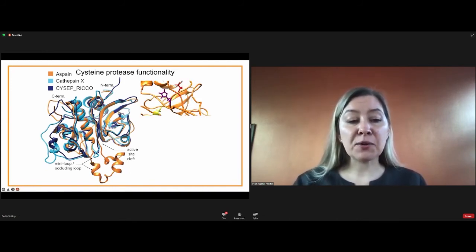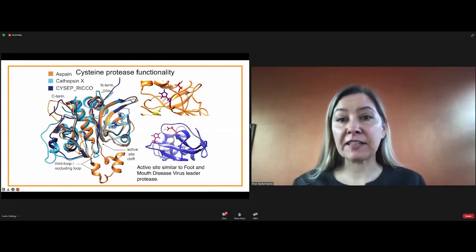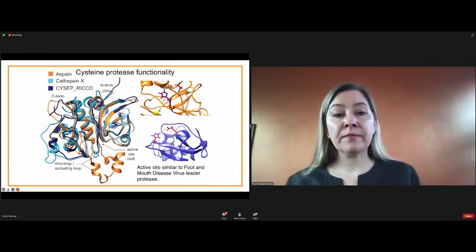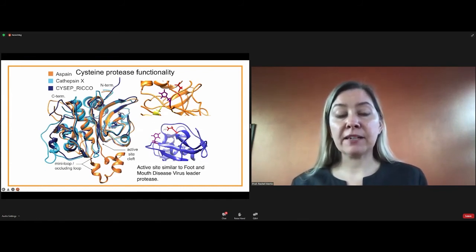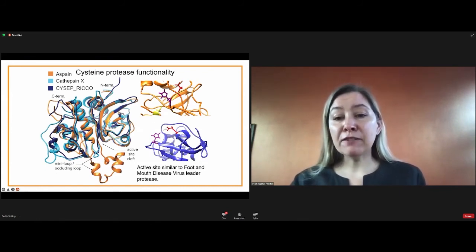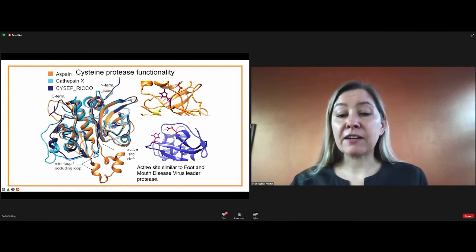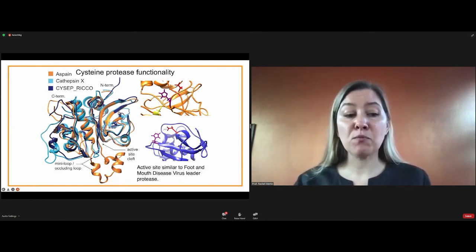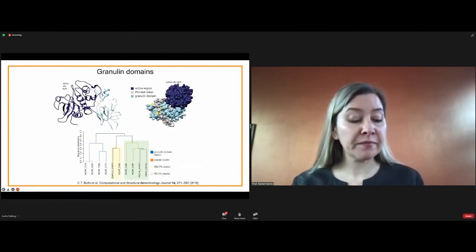This protein also has some differences in the active site that are different from the standard plant aspartic proteases. But I did find an active site in a viral protease that's similar to this one. So as far as we know, probably it's active, but we still need to do experimental verification.